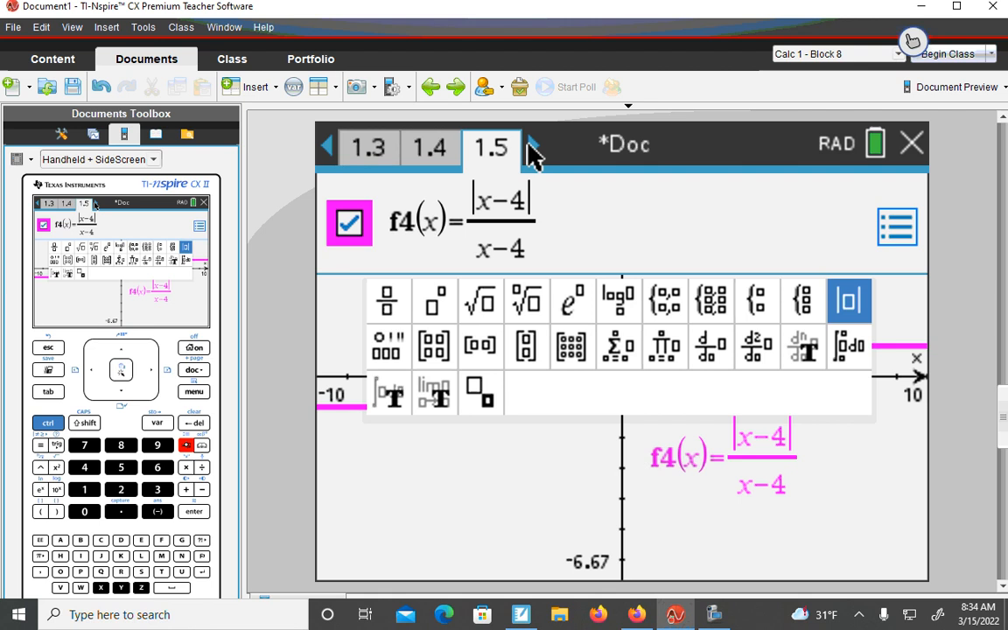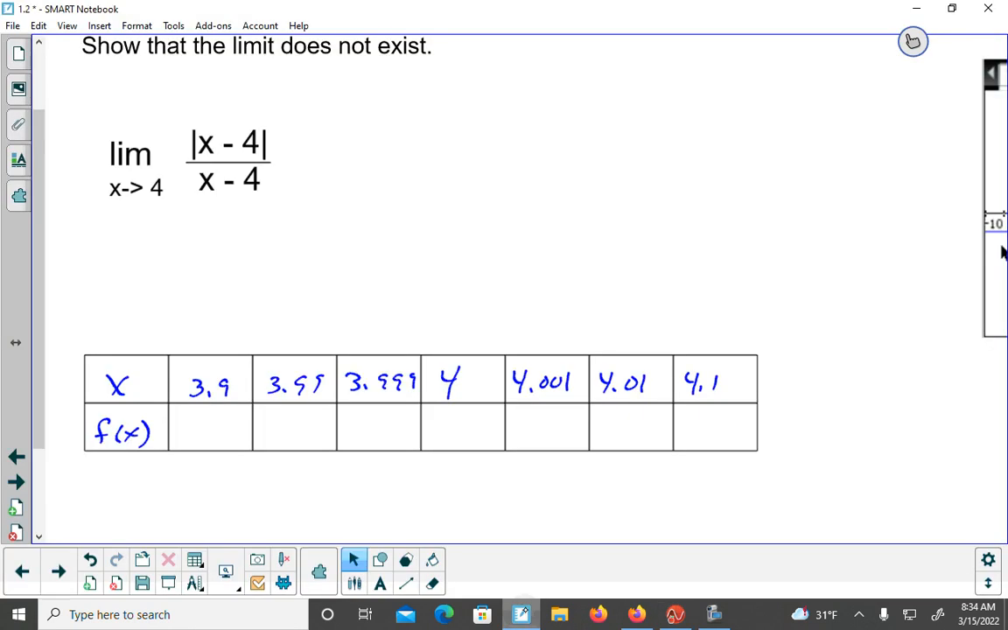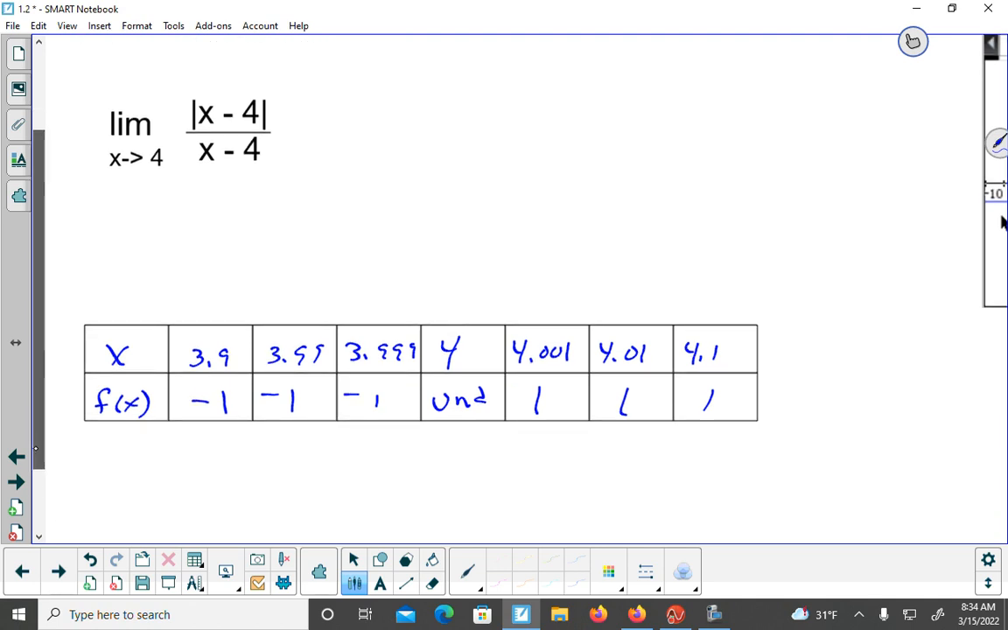So when I'm looking at this, and I do the graph trace, from the left, these are all going to be -1. From the right, these are all going to be positive 1. This is obviously going to be undefined. So as I'm approaching them from the left, it's equal to -1. As I'm approaching from the right, it's equal to 1.